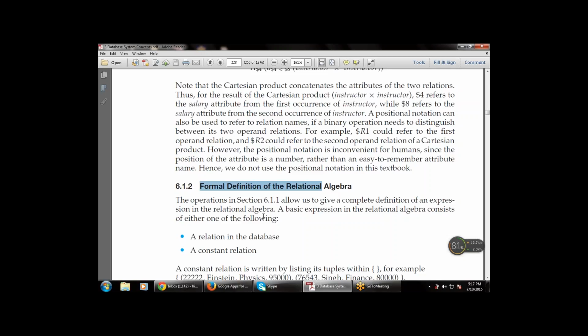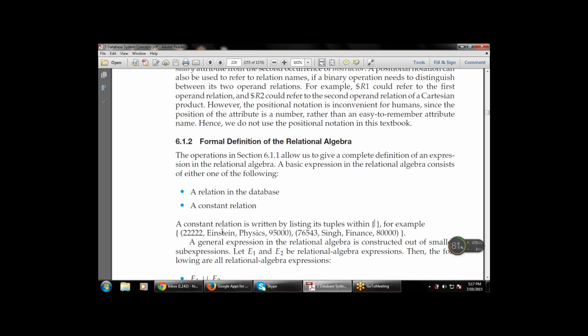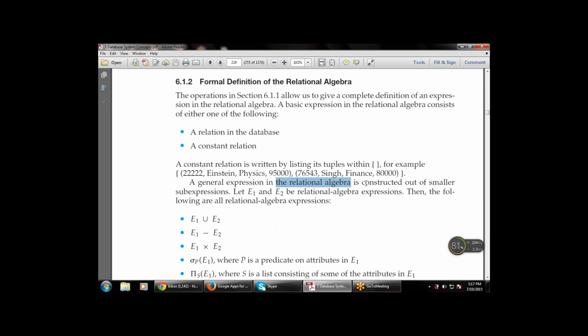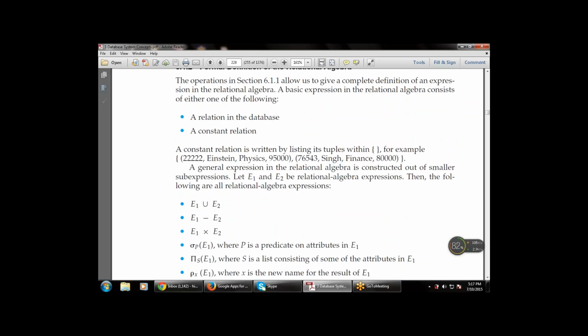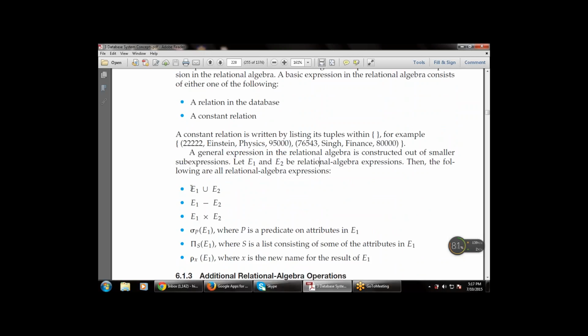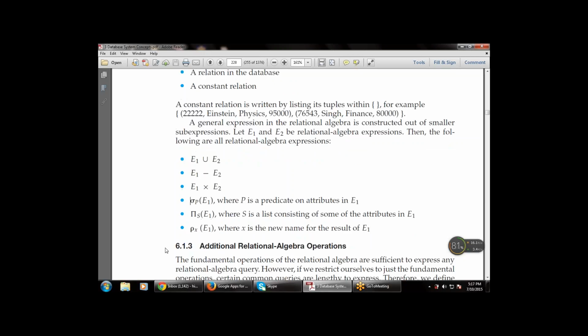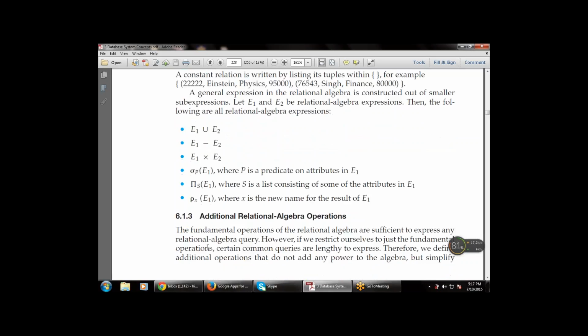A constant relation is written by listing its tuples within braces, for example, 22222, Einstein, Physics, 95,000. A general expression in relational algebra is constructed out of smaller sub-expressions. Let E1 and E2 be relational algebra expressions. Then the following are relational algebra expressions: E1 union E2, E1 minus E2, E1 cross E2, sigma with a predicate, pi, and the rename operation.